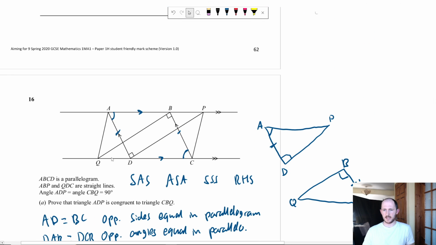So because AP and QC are the same, because remember these two triangles are exactly the same as each other, they're congruent, then that means APQC is a parallelogram.